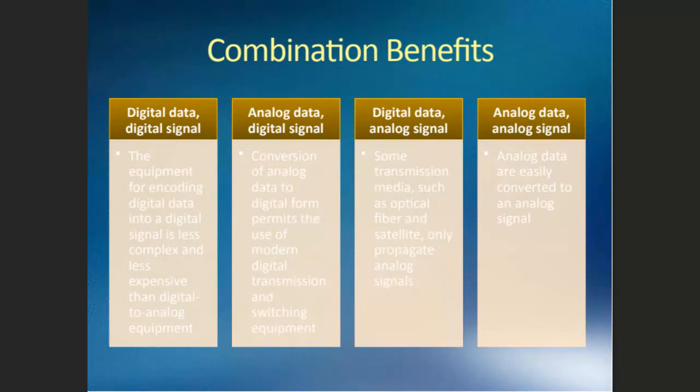Analog data and digital signal. Conversion of analog data to digital form permits the use of modern digital transmission and switching equipment. Digital data and analog signal. Some transmission media, such as optical, and some people say, why are we still using analog? Because fiber optic uses analog. Fiber optic is very fast, but we are making use of the speed of light or electron.